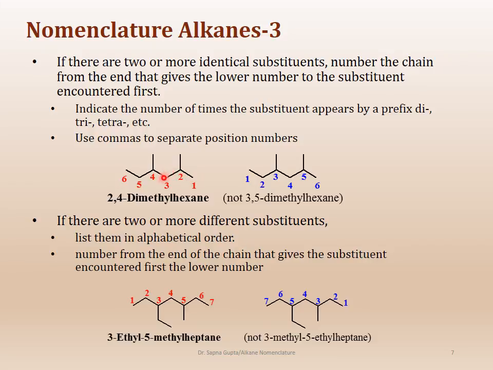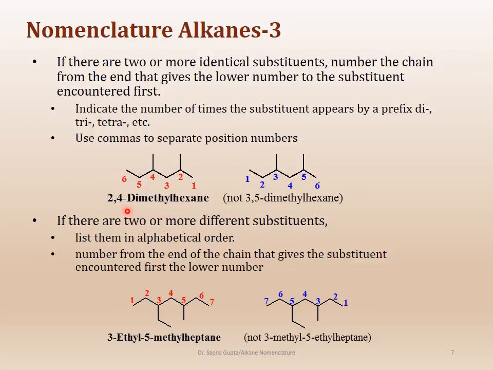So 1, 2, 3, 4, 5, 6, not the other way, because here your substituents will get a higher number. Your substituents should always have the lowest numbers possible. That is the rule of IUPAC. So now you have two substituents, both of them are methyl groups. So you give the two locants where they're located: 2, 4. They're located on the second carbon and the fourth carbon. And since you have two methyl groups, you will write dimethylhexane. Hexane is your parent chain, the base.